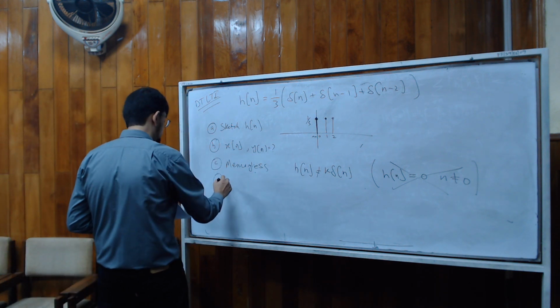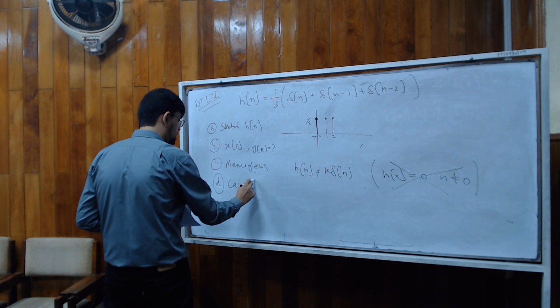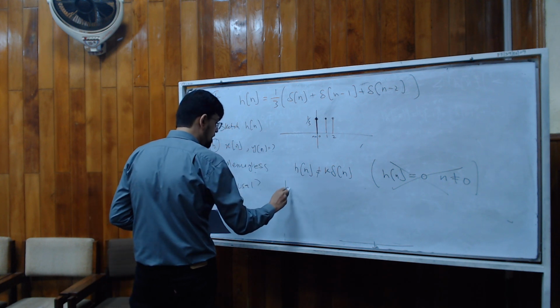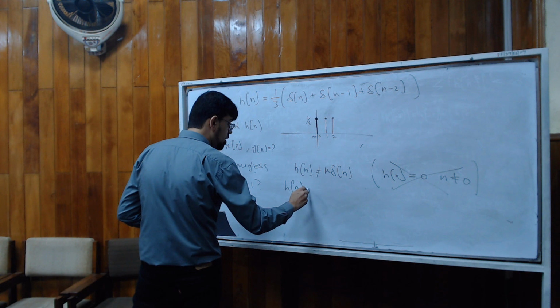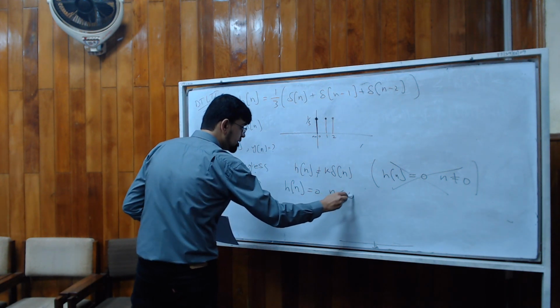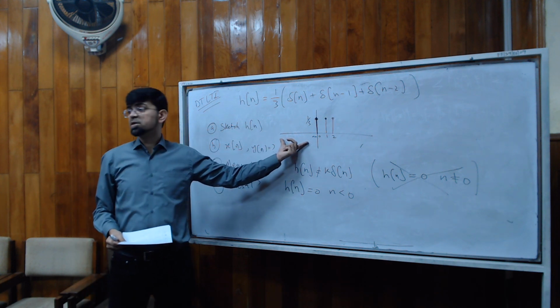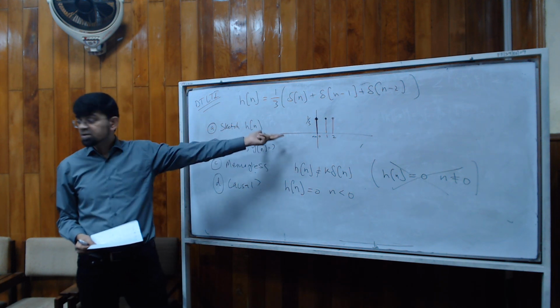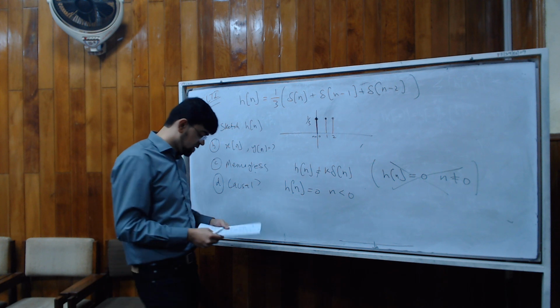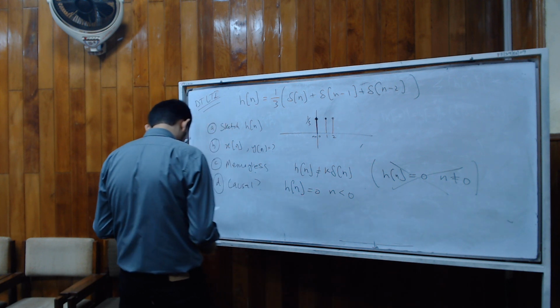What about causality? Is it causal? Again, what is the test for causality for LTI? h[n] should be equal to 0 for n less than 0. To the left of the origin, h[n] should be 0. You can already see that is true. So yes, the system is causal.